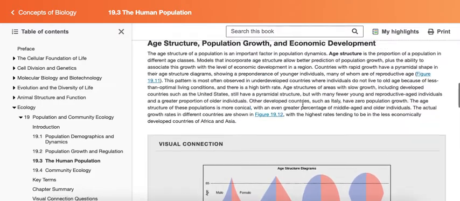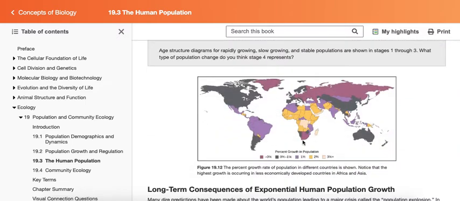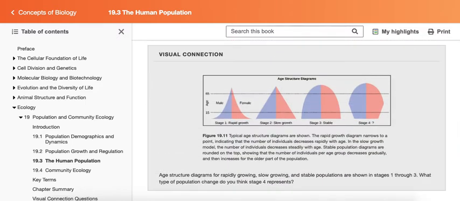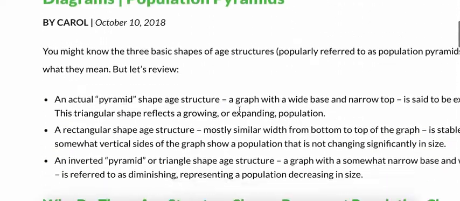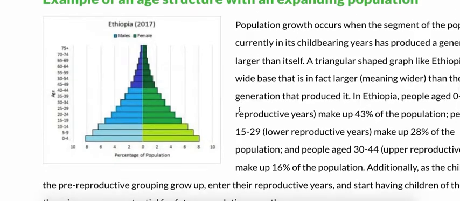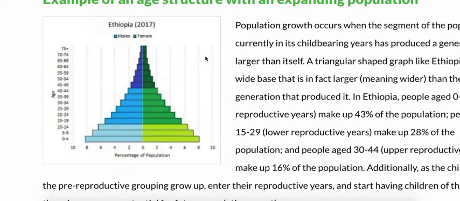These age structure maps will show you how many individuals are of a certain age in a population. I wanted to show you these ones because I like this better than what you guys had in your text. This is the age structure graph for Ethiopia. On this side there are males and on this side there are females. It shows us the percentage of the population, about 8%.